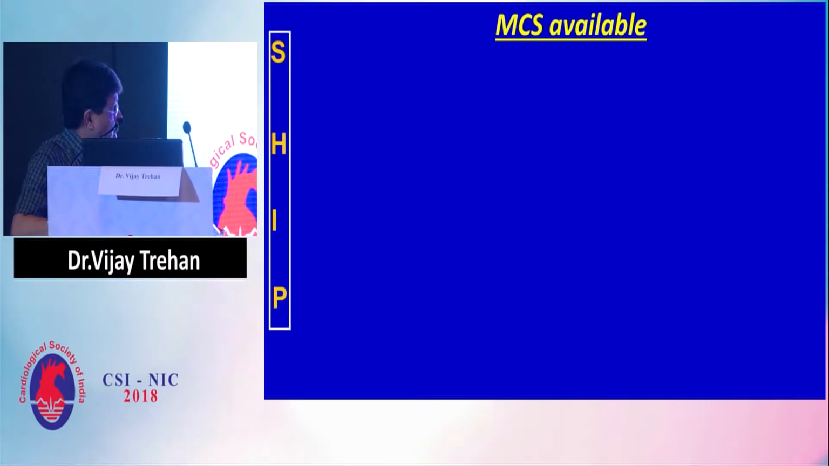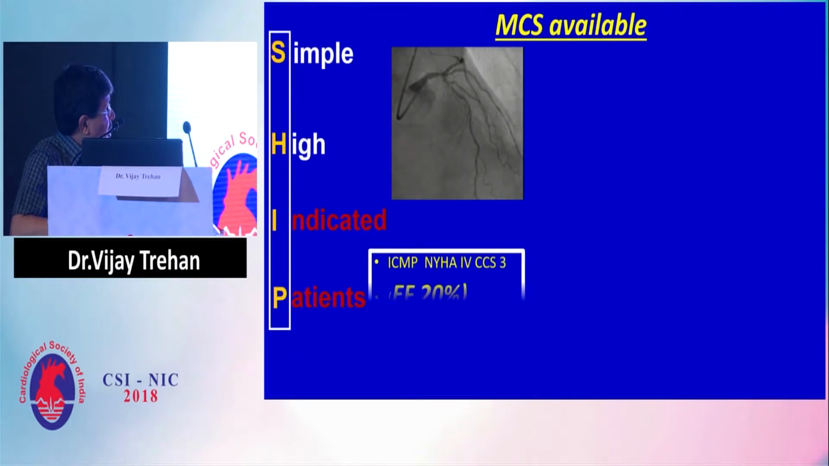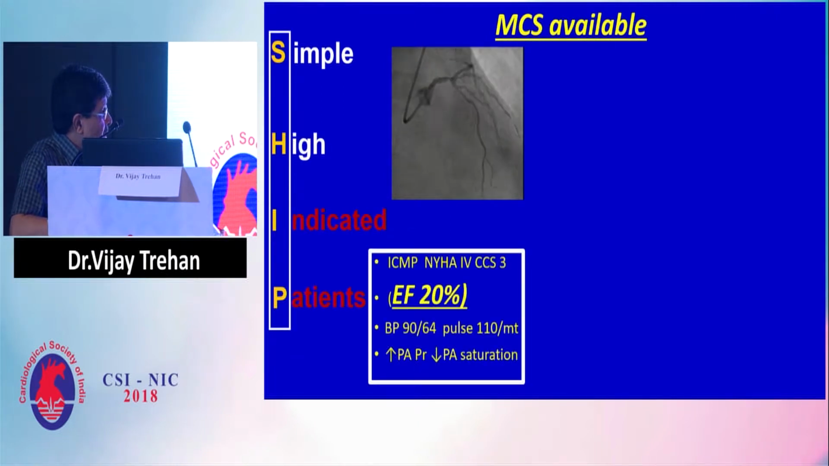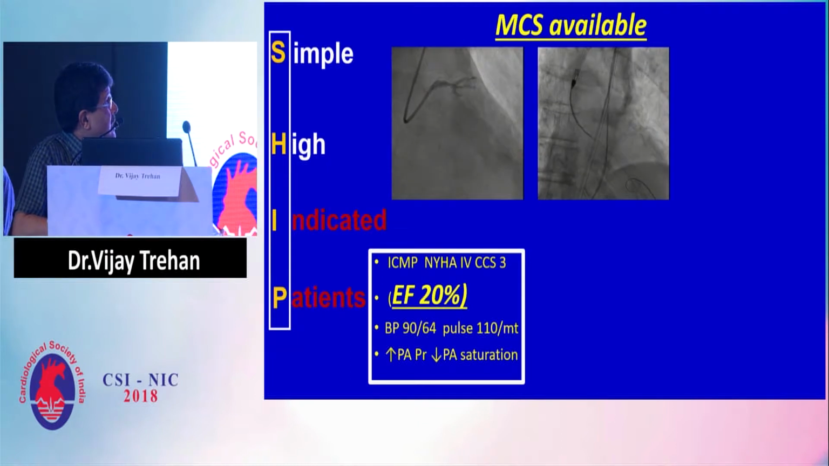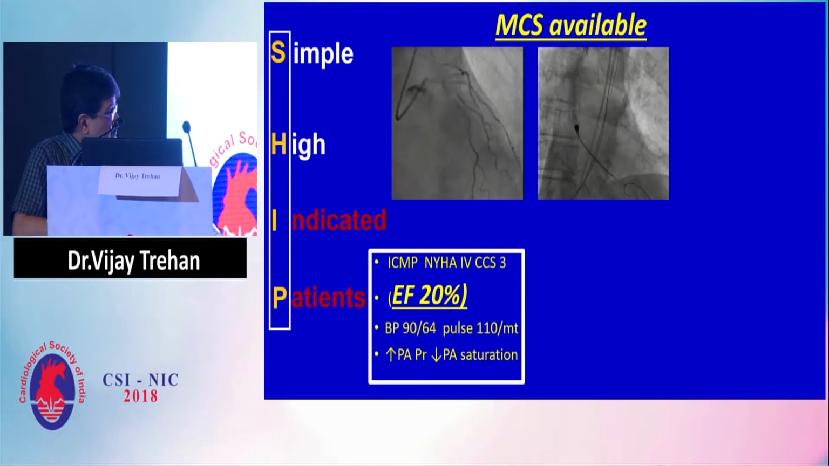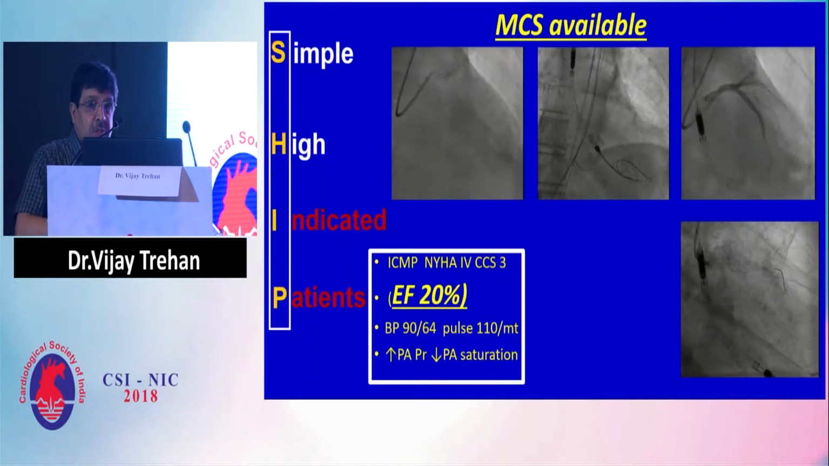So I call it a ship. Ship means the case is simple. If you look at it, this PCI is simple, but it's high risk. And why it's high risk is, if you look at the add-on, the low ejection fraction, low blood pressure, faster pulse rate, high PA pressures, and low PA saturations. So just in case you get into trouble, it will be very, very difficult. So the best situation is that you go in a protected environment, you get protection, and once you have protection, then you can finish the PCI.